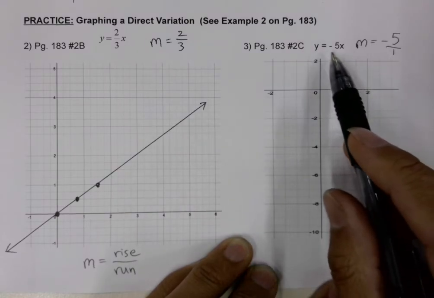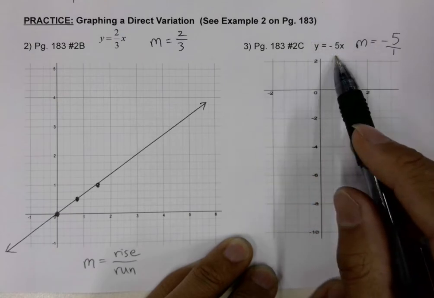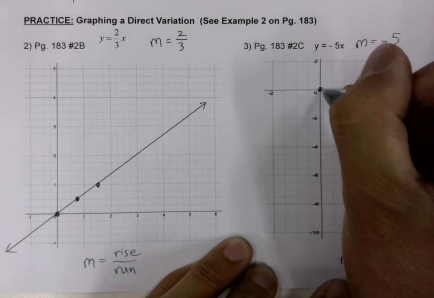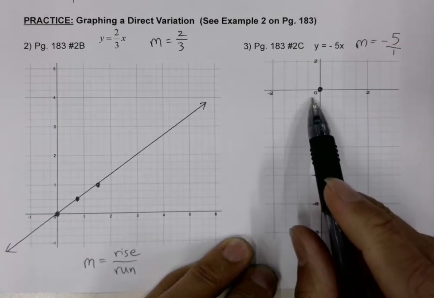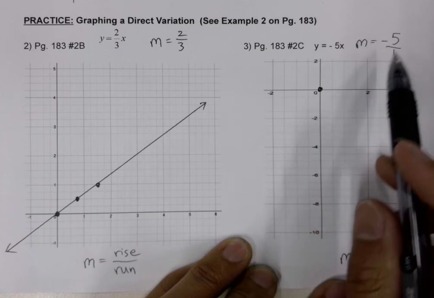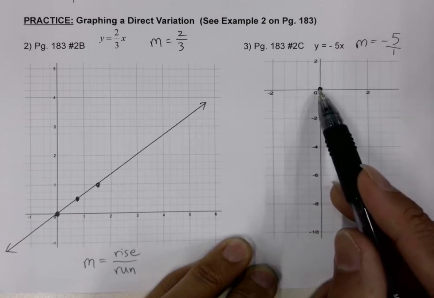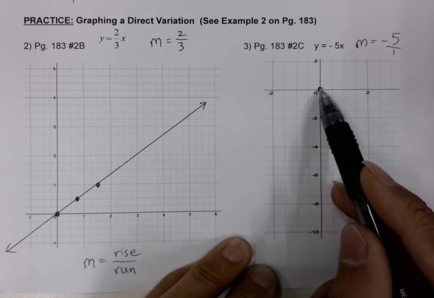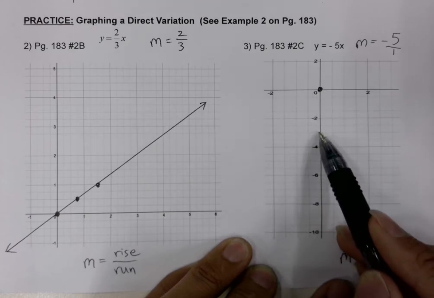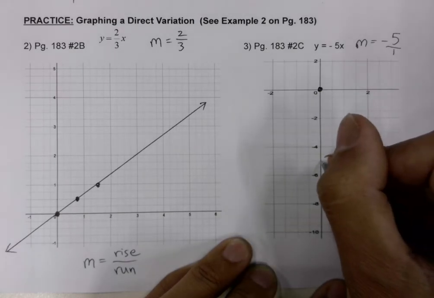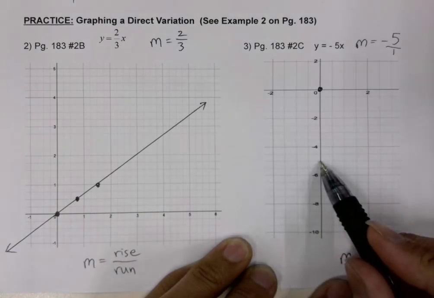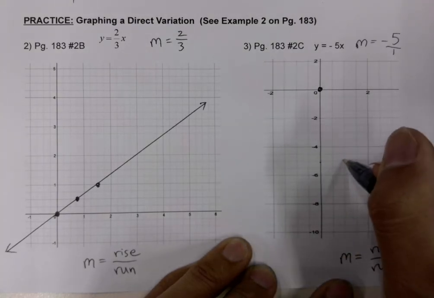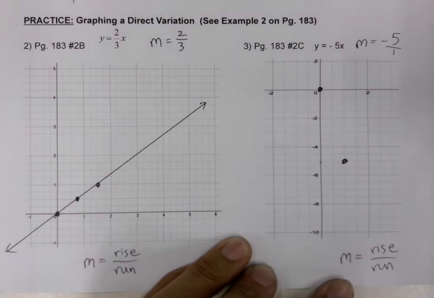Understanding that every direct variation passes through the point (0, 0), that can be our first point. And we are going to rise -5. So I'm moving down 1, 2, 3, 4, and 5, right to here. My run is 1, so I'm moving to the right 1. And that will put my second point right there.